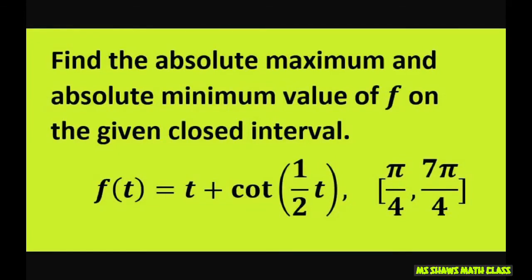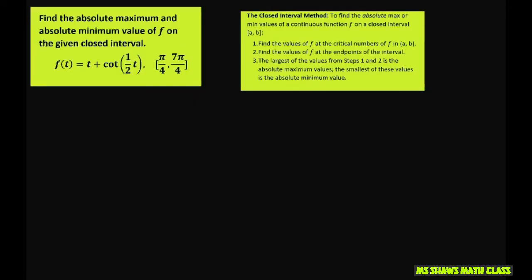Hi everyone, we're going to find the absolute maximum and absolute minimum value of f on the given closed interval for f of t, and it's on the closed interval pi divided by 4 to 7 pi divided by 4. Okay, so we'll get started, and we're going to use the closed interval method. So the first step is to find the critical numbers.